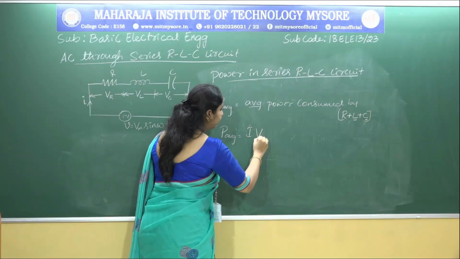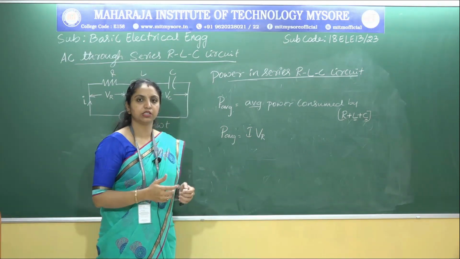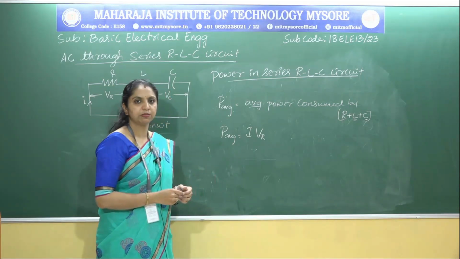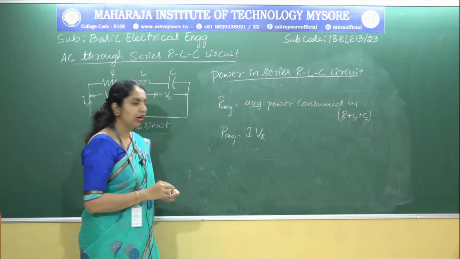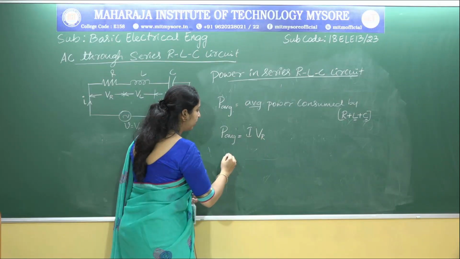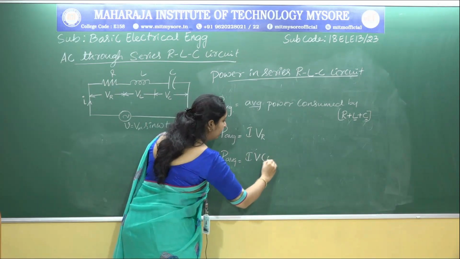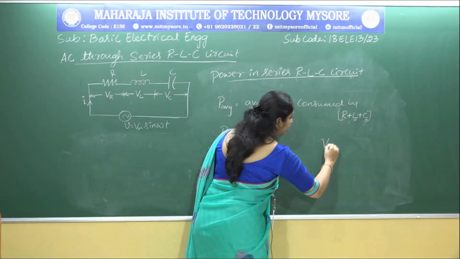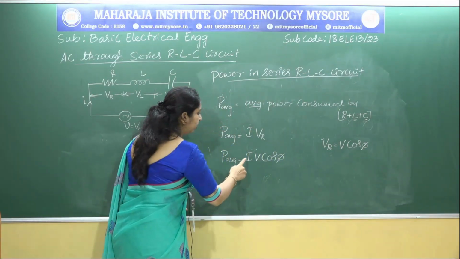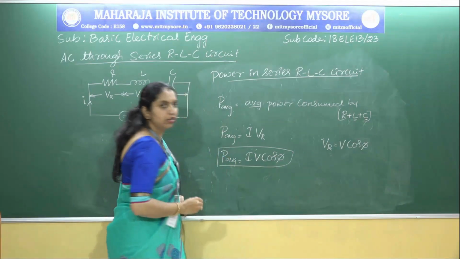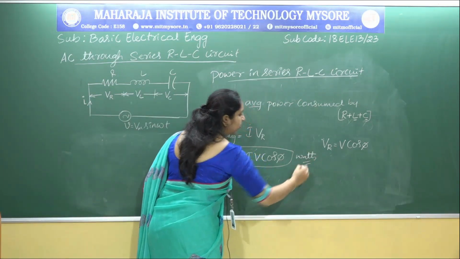So we can have I into VR. Remember, since the L and C circuit elements do not consume any power, finally the average power is equal to the average power consumed by only R, which can be written as I into VR, where VR is equal to V cos phi. Substituting here, we get the average power is equal to IV cos phi, or VI cos phi, in terms of watts. The unit of power is watts.